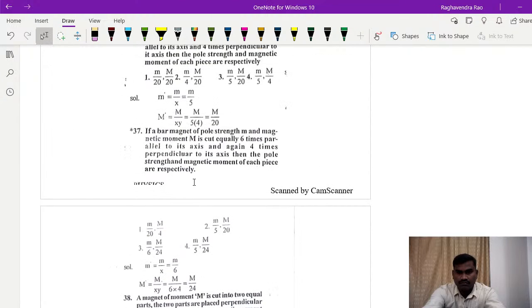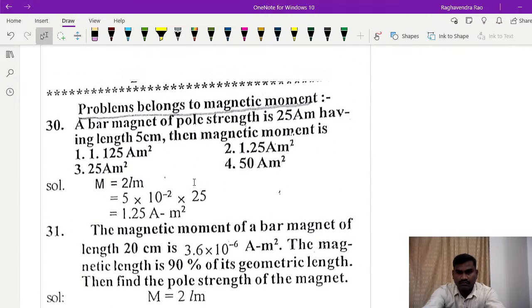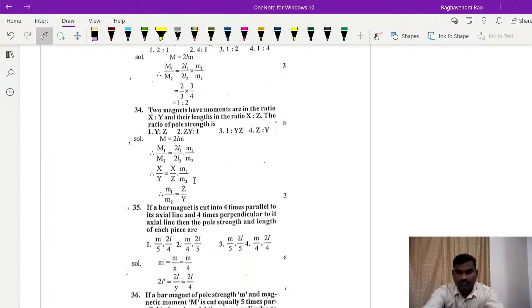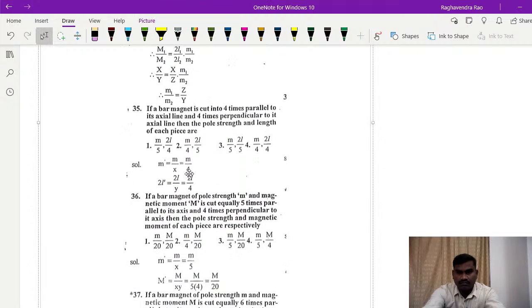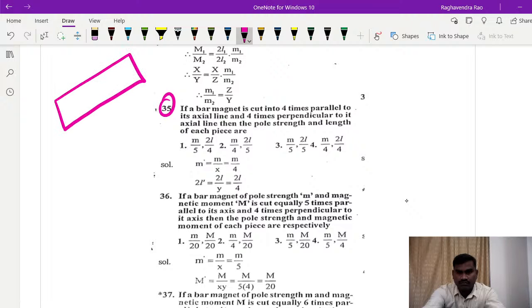Okay. So these are all the points or numericals related to magnetic dipole moment. These are all because of cutting of magnets and its magnetic moment. Now see this question. If a bar magnet is cut 4 times parallel to its axis line. Parallel means m dash will become m by 4, 2l dash will become 2l. There is no change in length. So pole strength will become m by 4 because of this parallel cutting.